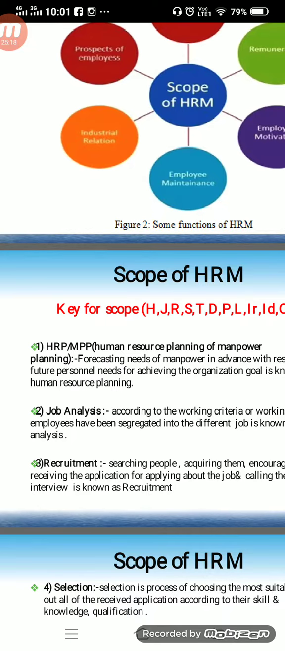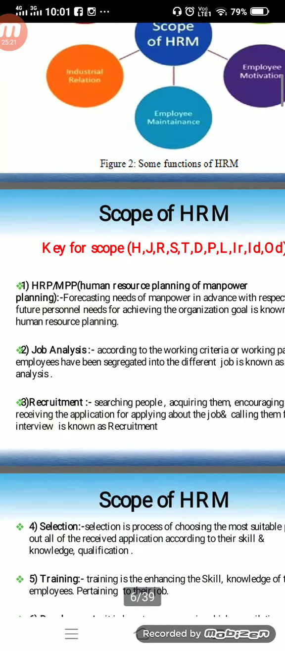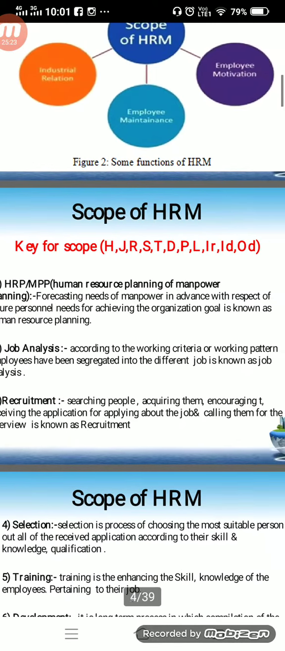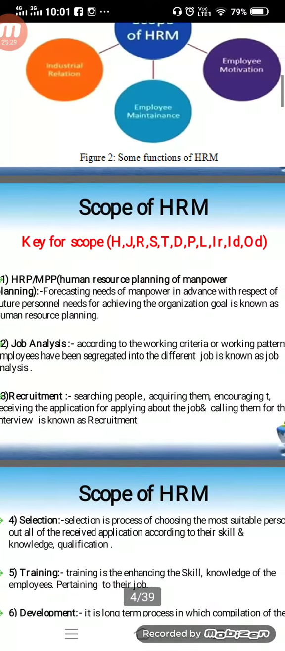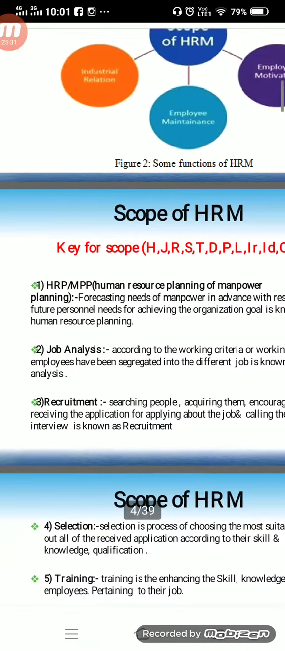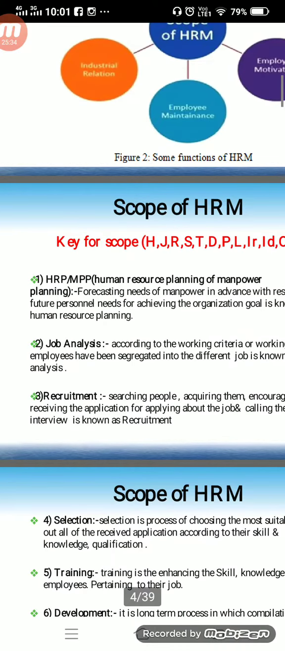Job analysis is also a scope of the HRM. Job analysis: according to the working criteria or working pattern, employees are segregated into different jobs, which is known as job analysis. Ultimately, we have to analyze the job: which types of work it is, and which types of employees we require for performing the particular work. So for that we have to analyze every aspect of the job. As per the requirement of the job, we have to decide which employee is suitable for it.